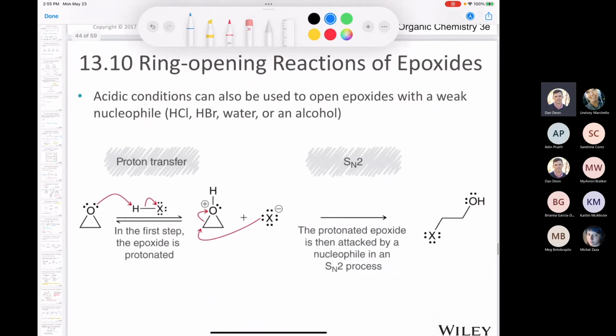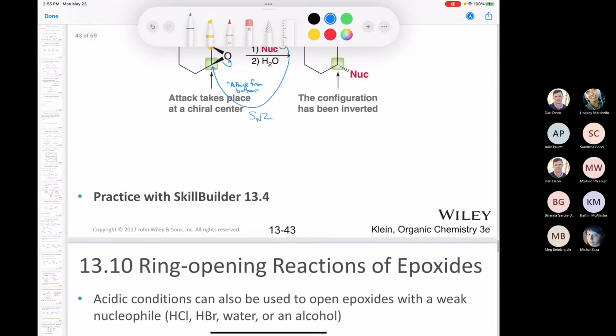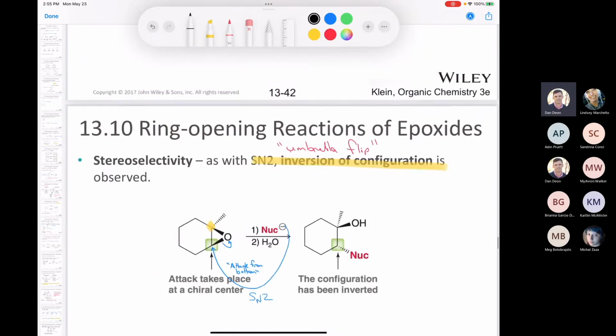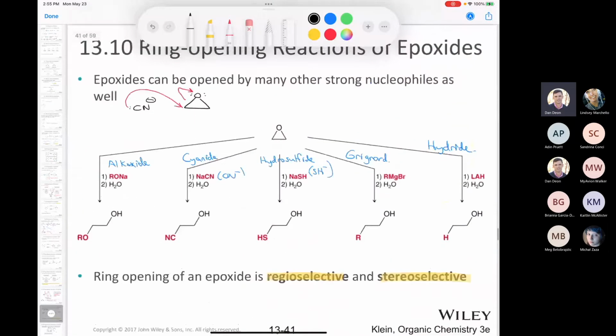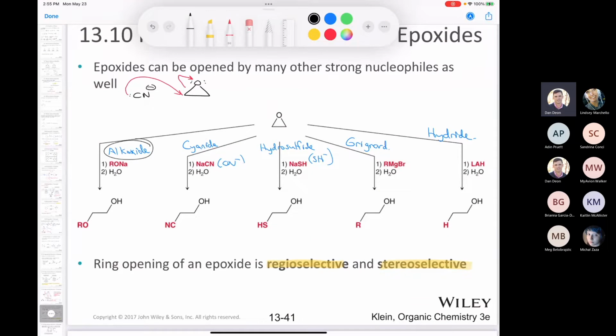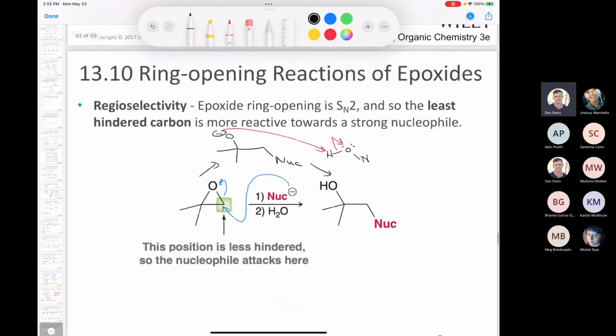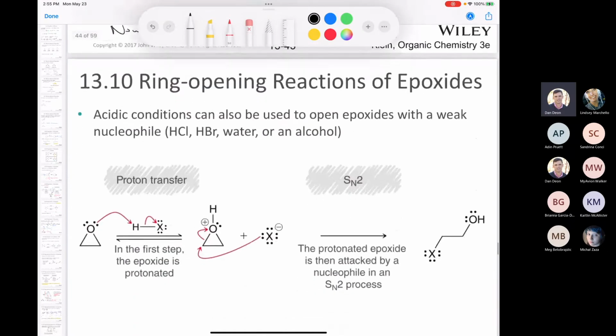Now we're going to switch gears and look at something different. So now let's write this down in the slides. Now for something a bit different. Everything that we've been talking about up until now has been treating an epoxide with a strong nucleophile, like an alkoxide, like a cyanide, like a hydrosulfide, like a Grignard, like a hydride. Now we're not going to treat it with a strong nucleophile. We're going to look at something different.